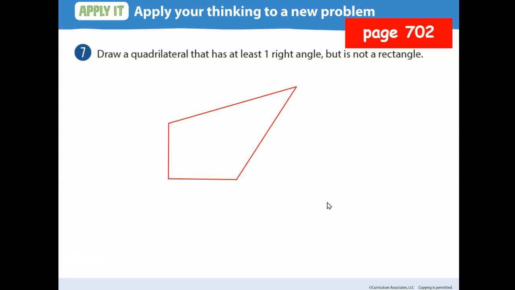Does it have 4 sides? Yeah. Does it have at least one right angle? Yes, it does. Right here. That's what the direction says. At least one right angle, right? Is that a rectangle? No. So just draw a kite.